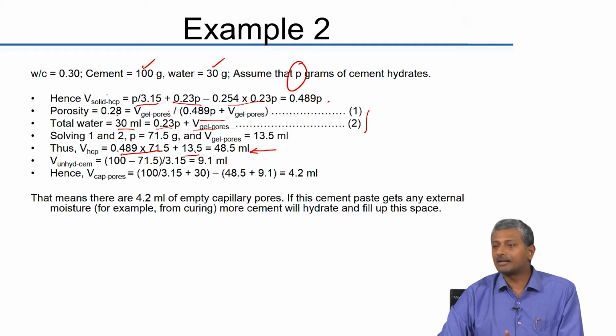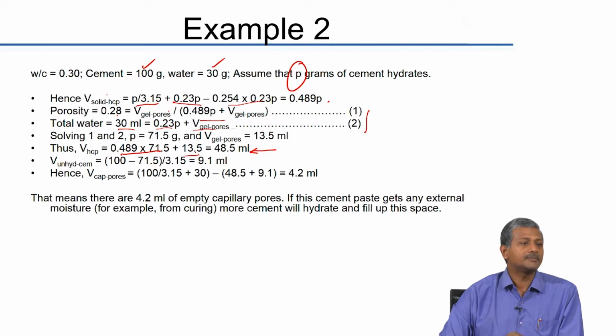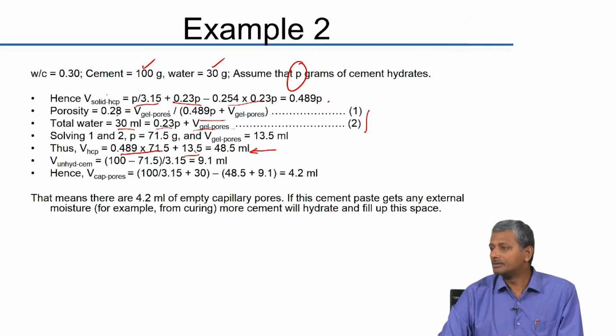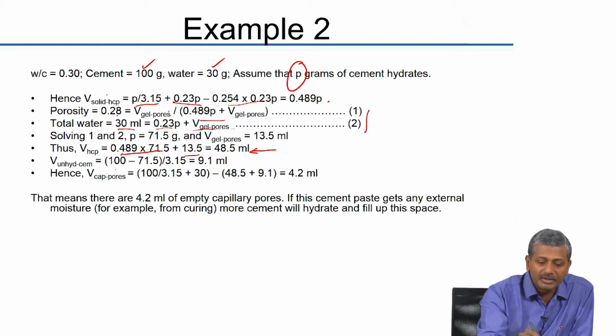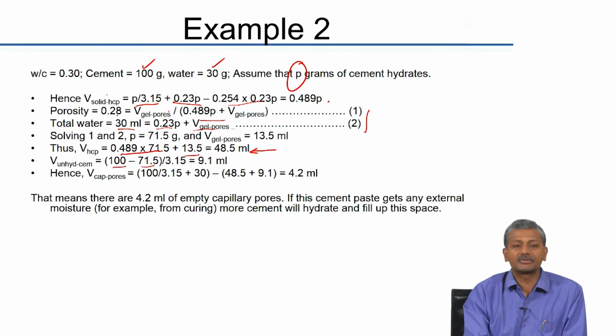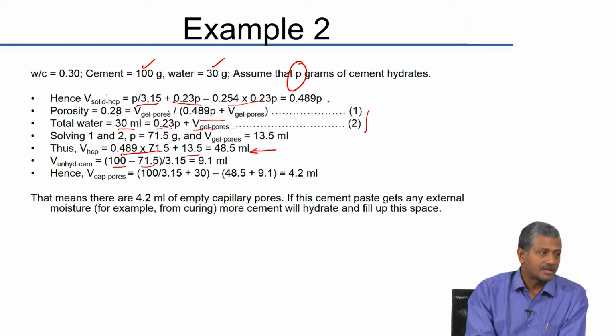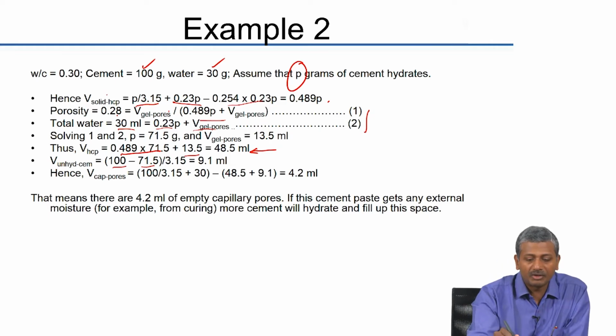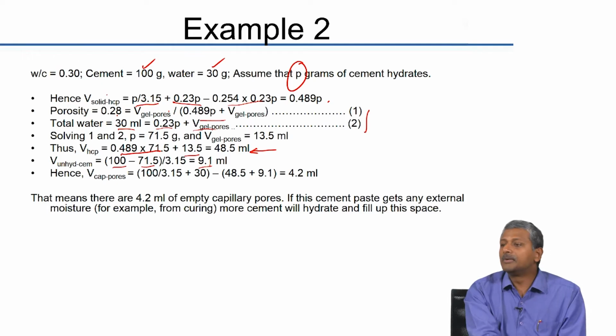Please remember that this unhydrated cement simply sits in the microstructure as a filler. Okay. So it is still occupying volume and reducing the pores. So the volume of unhydrated cement is 100 minus 71.5, because 71.5 is the amount that is hydrated, divided by 3.15, that gives you 9.1 milliliter.